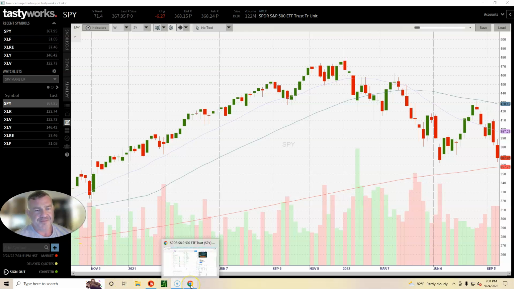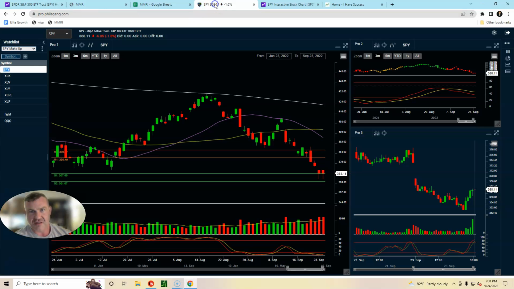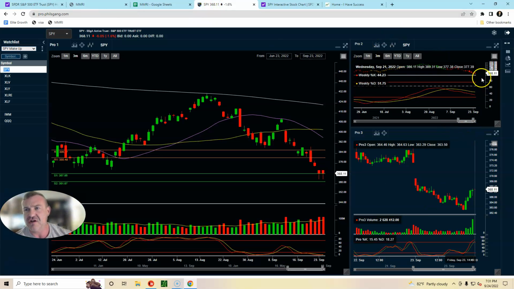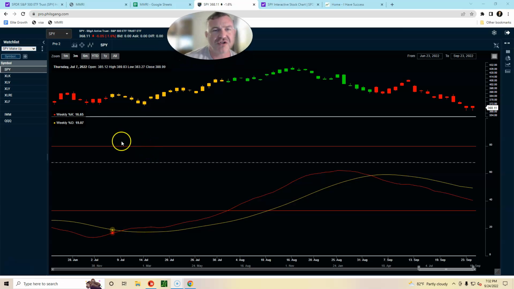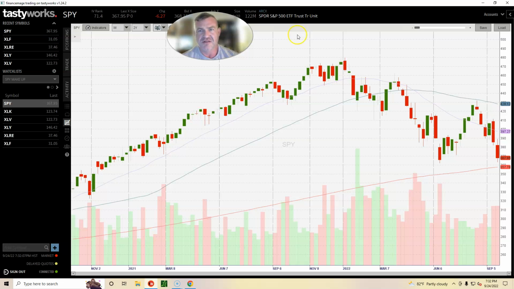We're going to move into that, and very quickly let's take a look at this chart right here, this Pro 2, which is a long-term trend chart. Now you see these candles here, these are red or green based on where the open and the close was. So if the open was lower than the close, it's going to be green. If the open was higher than the close, or close lower than the open, it's going to be red. Up day is green, down day is red.